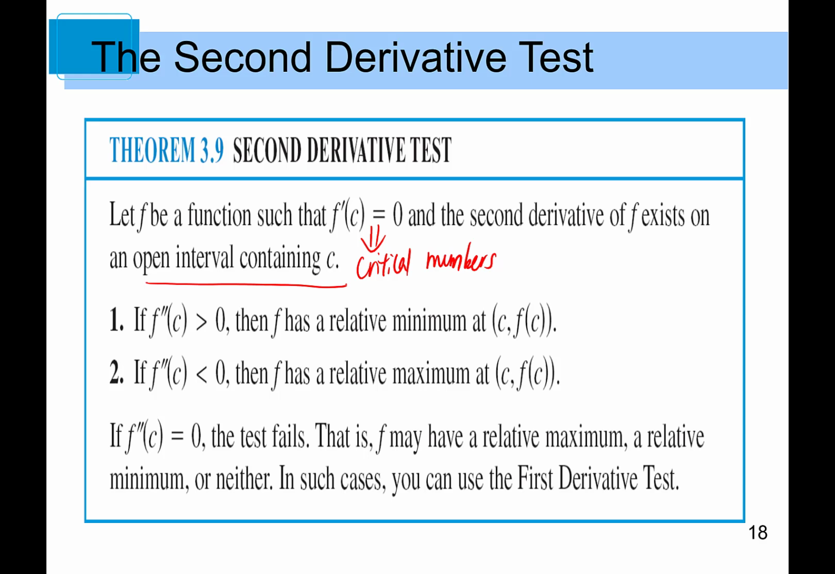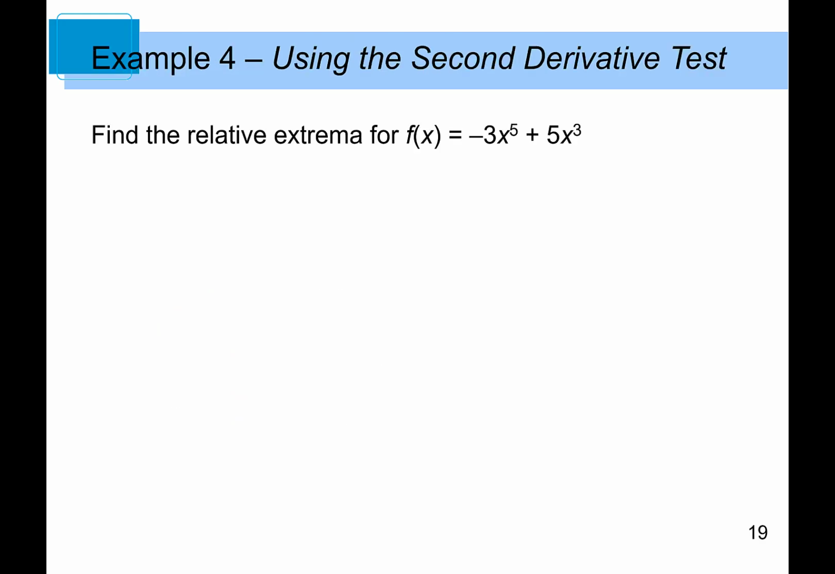So if f double prime of the critical number is greater than 0, then we have a relative minimum at c comma f of c. If f double prime of c is less than 0, then we have a relative maximum at c comma f of c. If f double prime of c equals 0, then the test fails. I'm going to go back to the first derivative to figure out whether it's a relative maximum, relative minimum, or neither.